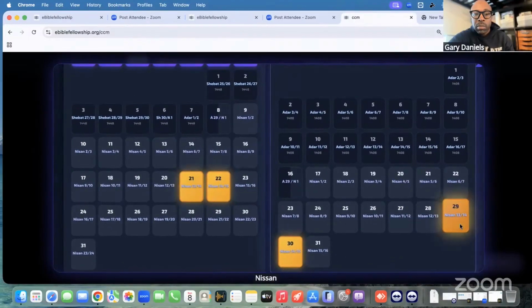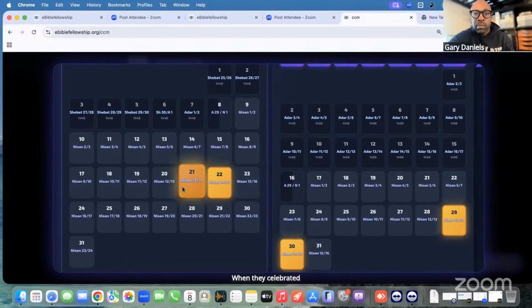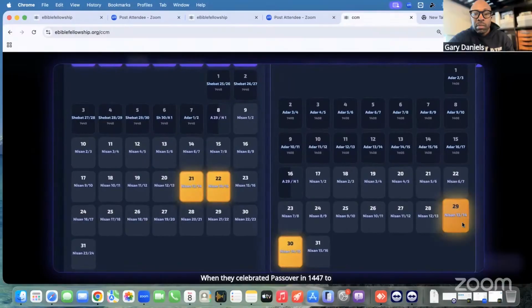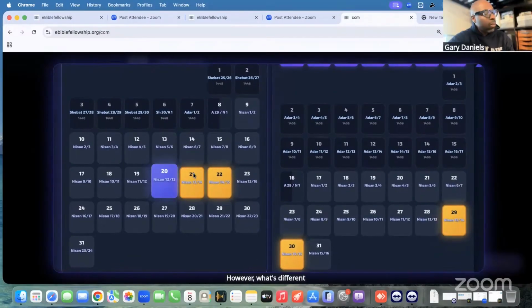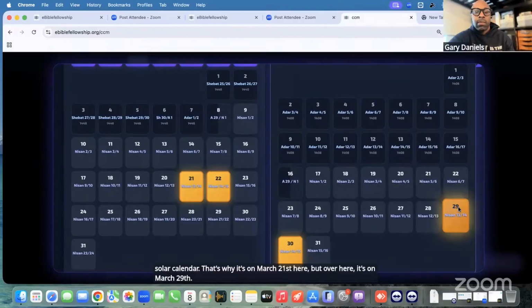Nisan 14 is exactly 40 years from when they celebrated Passover in 1447 to when they celebrated Passover in 1407. However, what's different is the solar calendar. That's why it's on March 21st here, but over here it's on March 29th. That's an 8-day lag. You see that?